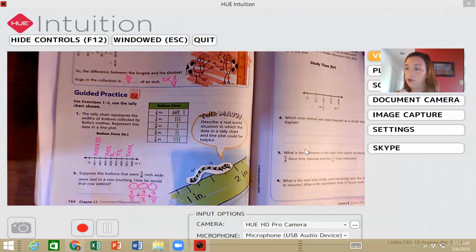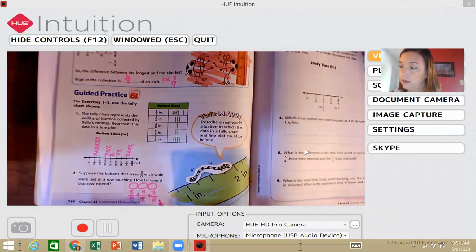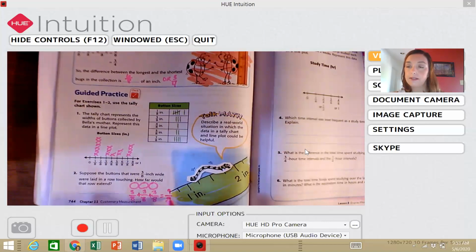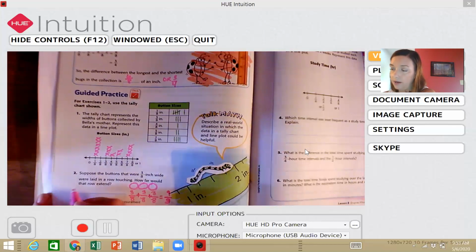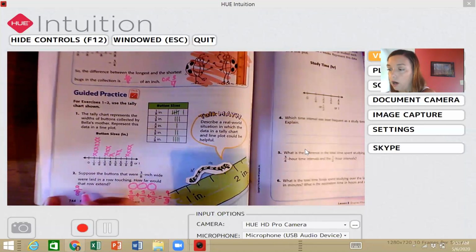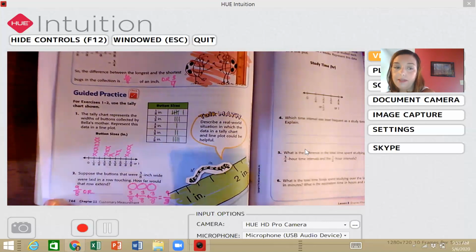So I would add my numerators, 3 plus 3 plus 3. So 3 plus 3 is 6, plus 3 more is 9. And then my denominator 8 stays the same, so it's 9/8. So I could say 9/8 inches, right? Or I know that this is larger than 1, so I could change it to a mixed number. So I can say 9/8.